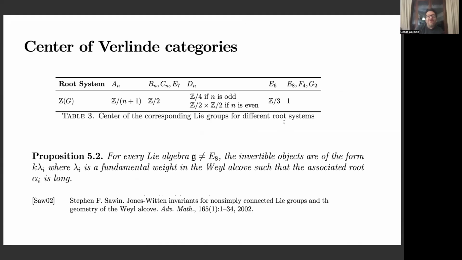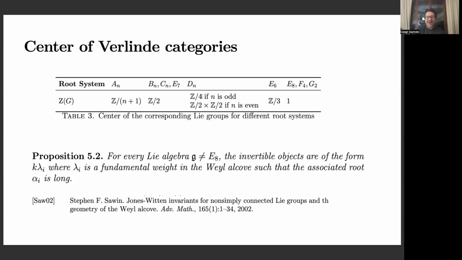In the case of Verlinde categories, the center has a very nice description and interpretation in terms of the center of the associated simply connected Lie group. For example, in the case of A_N, which has SU(N+1) associated, if you remember, the center is given by this group. And again, for these three, the center corresponds to C2. And in the case of D_N, there are two variations. One is when N is odd.